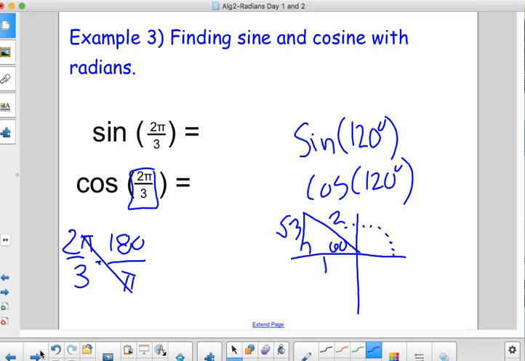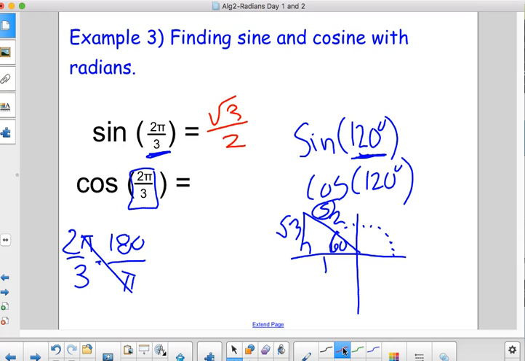So the sine of 120 is going to have the same answer as the sine of 2 pi over 3 because they're the exact same angle. So in that quadrant, is sine positive or negative? Positive. It's in the S quadrant. And what is the sine of that angle? Yeah, square root of 3 over 2.